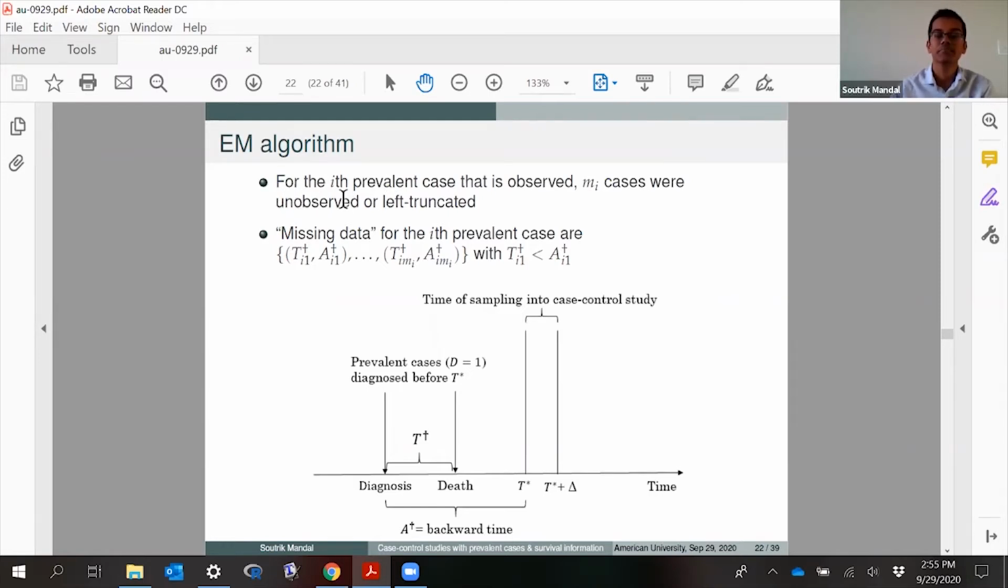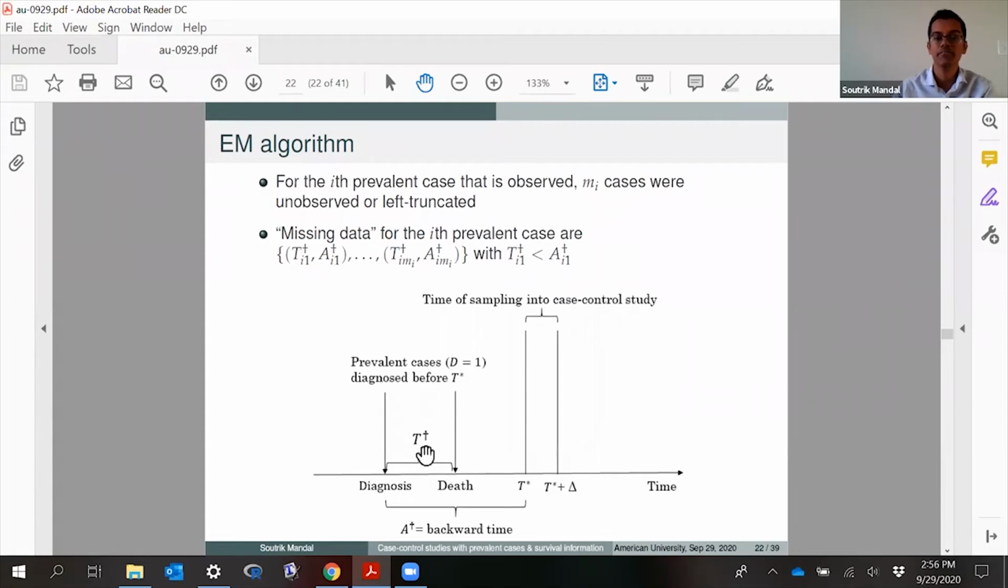For the ith prevalent case that is observed, we assume that MI cases were unobserved or left truncated. So let's say a prevalent case was diagnosed here before the study, and they died also before the study. So these cases constitute our missing data.